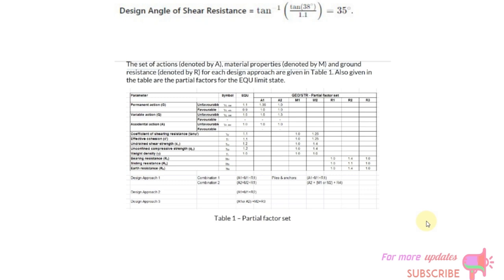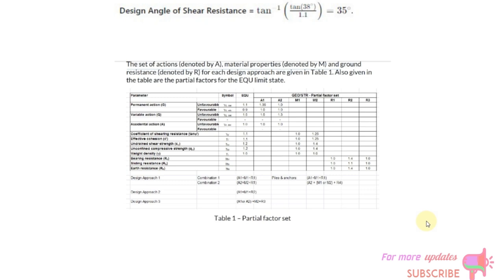Design Approach 1, using Table 1. Combination 1: A1 plus M1 plus R1. Combination 2: A2 plus M2 plus R1. In BS EN 1997-1 UK NA 2.4.7.3.4.1, the particular design approach to be used for STR and GEO limit states: use Design Approach 1 only.